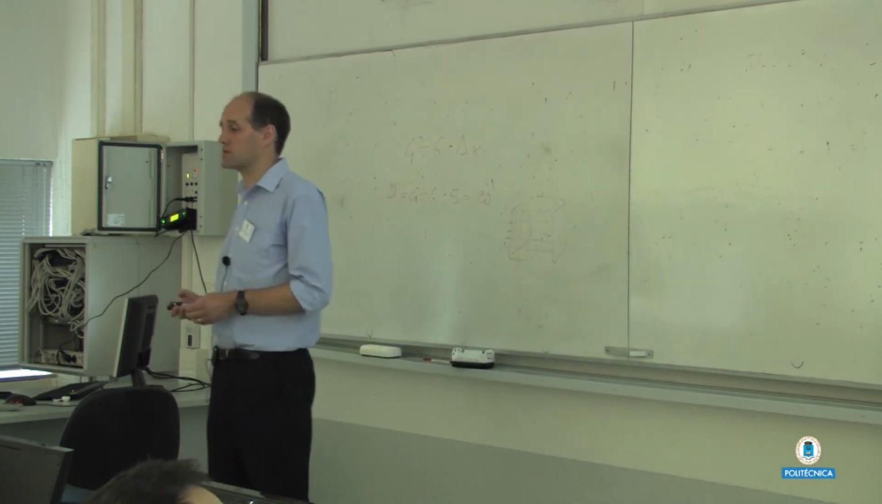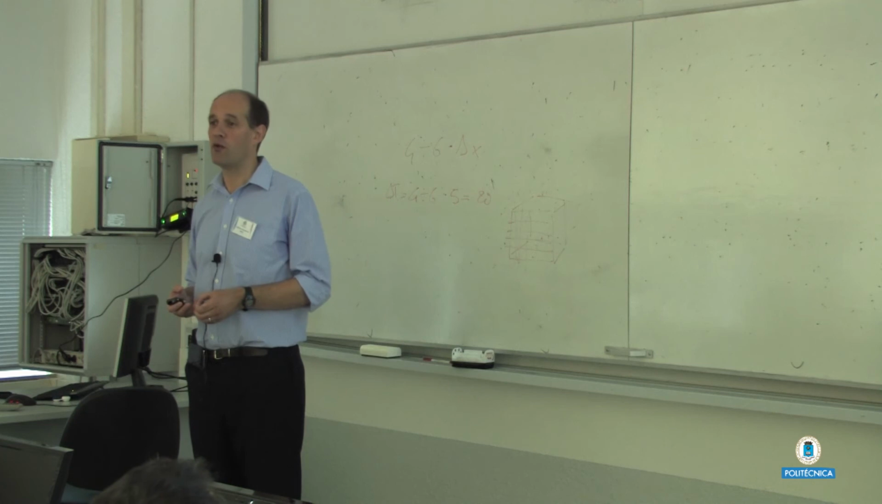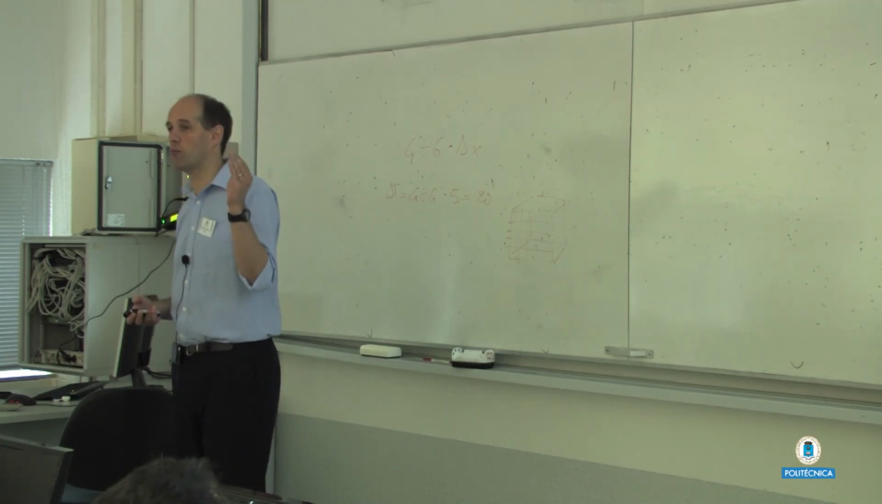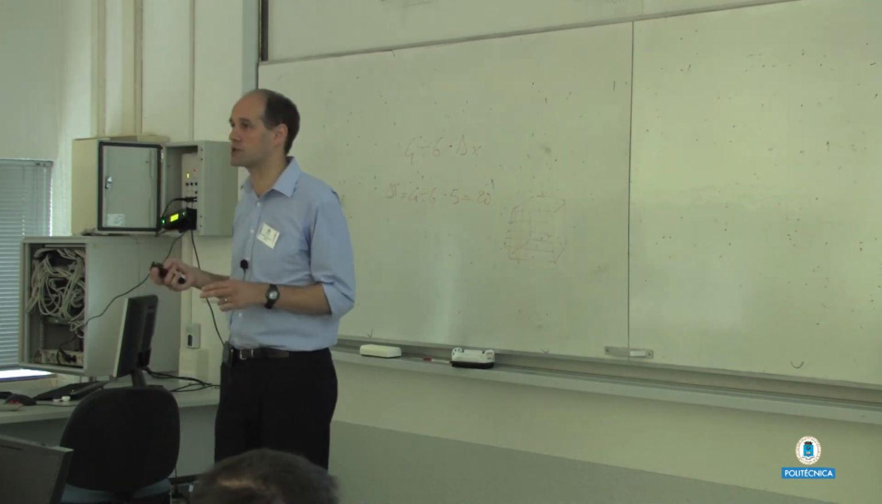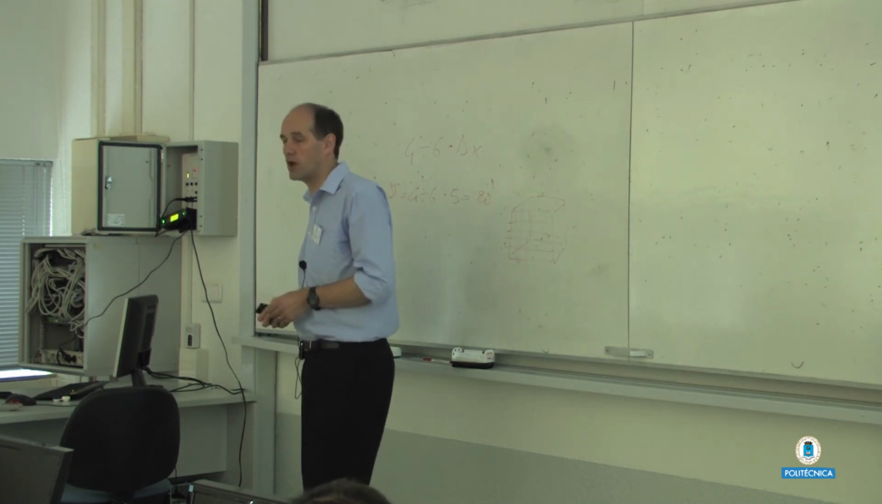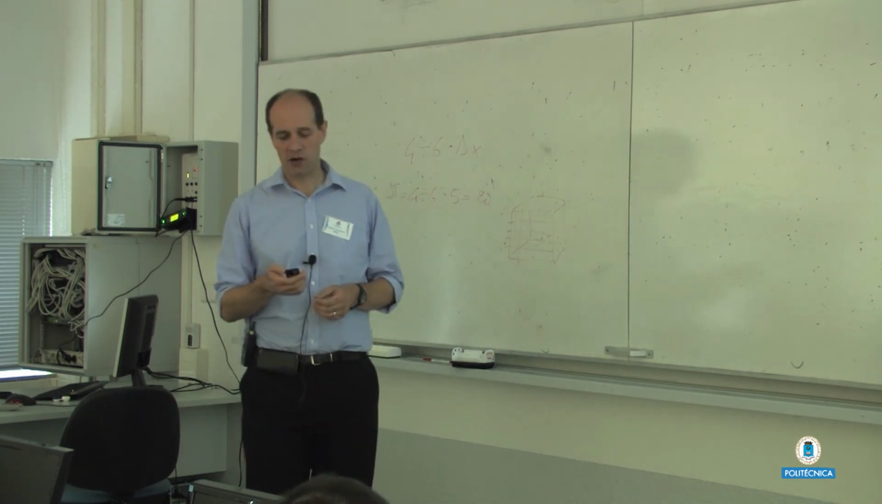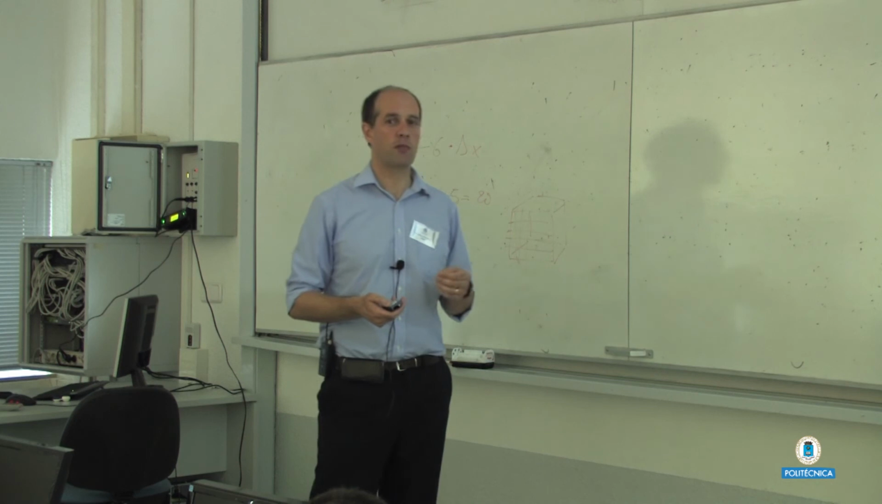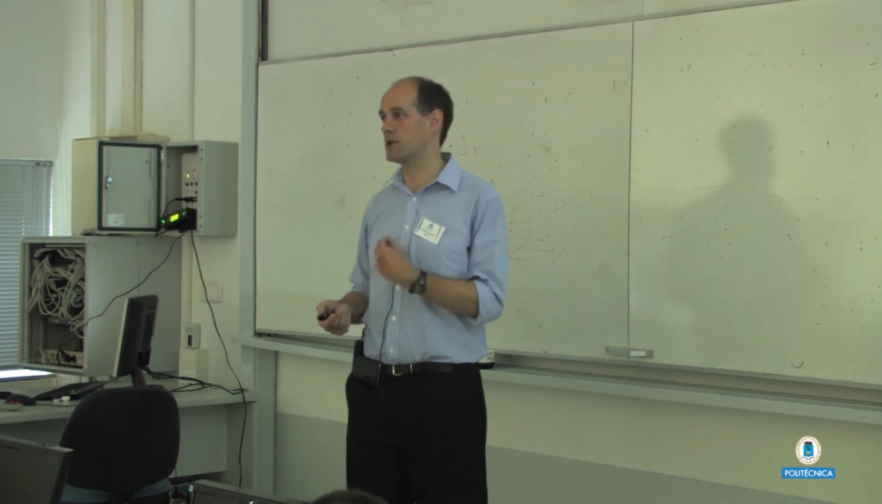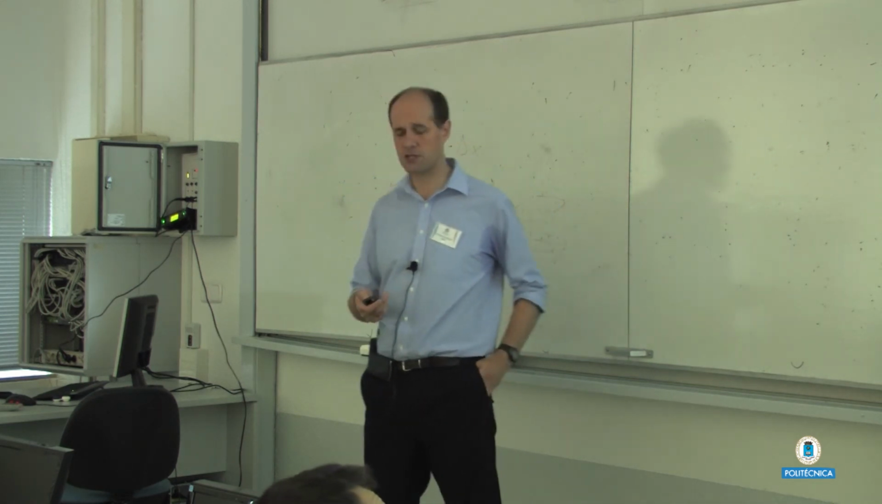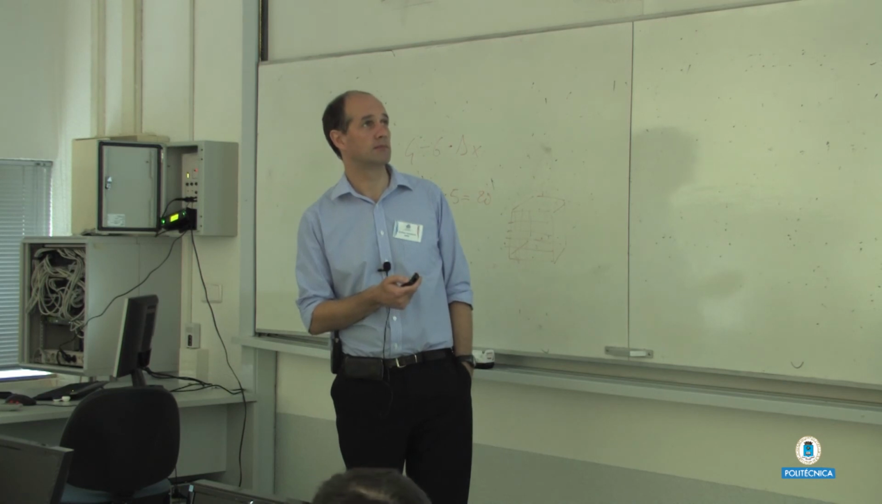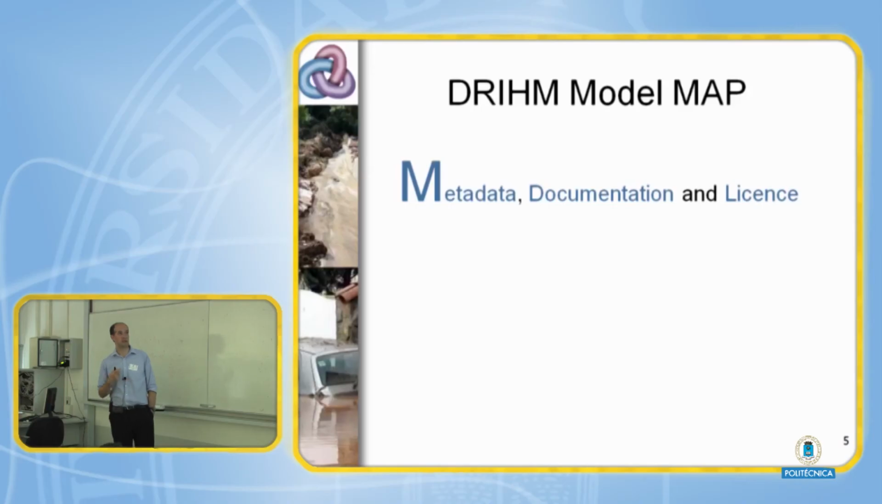The DRIHM Model Map is essentially a checklist of all the things which you need to do to a model to make it DRIHM compatible or DRIHMified, if you like. And it's an acronym that we built up just so that people can remember all the things that need to be done to the models. So, first thing is metadata, documentation and license.